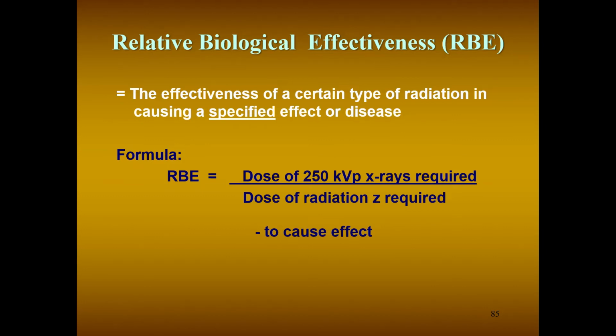The next unit of measure to talk about is the relative biologic effectiveness. All this does is take the effectiveness of a certain type of radiation at causing a specific effect or disease. Basically, we're comparing X-rays to other types of radiation. So RBE is equivalent to the dose of 200 kilovolt X-rays required for some effect, divided by the dose required for some other type of radiation.